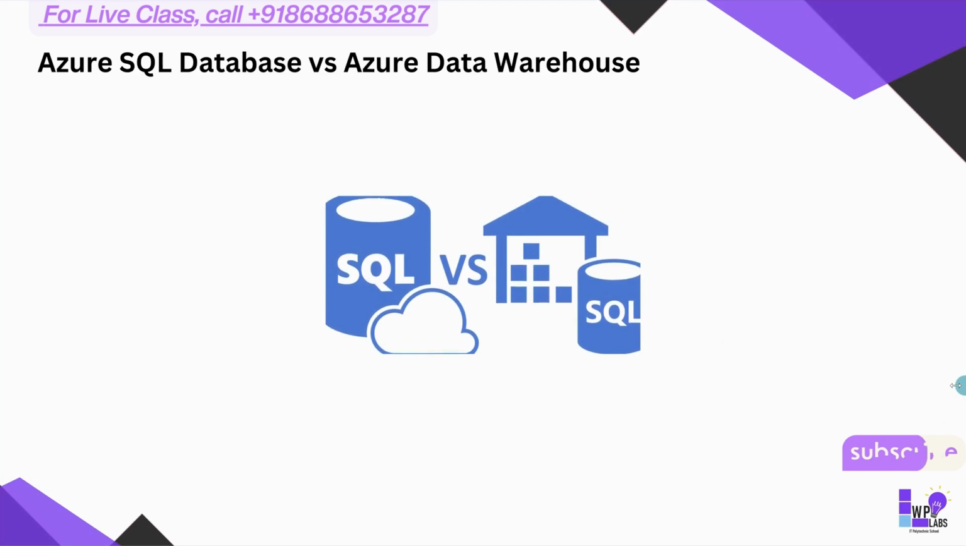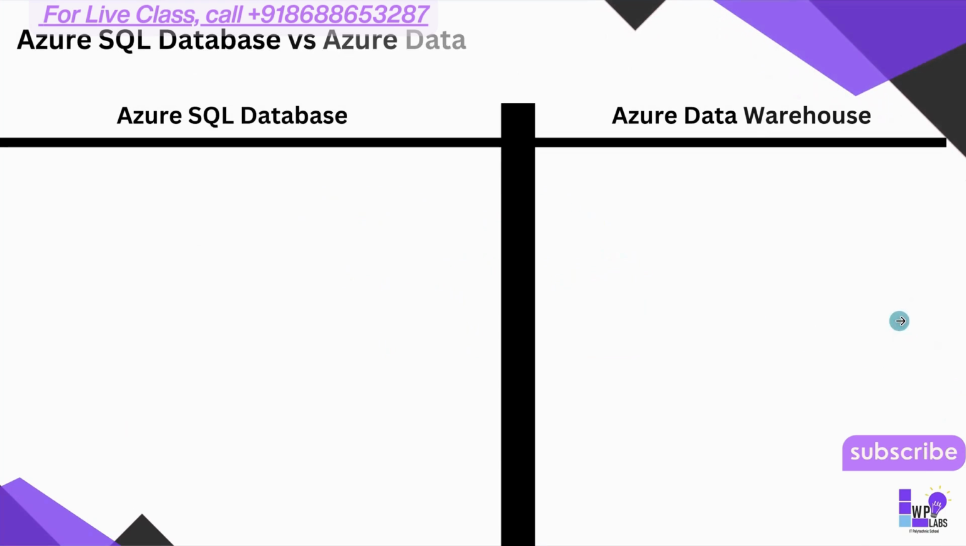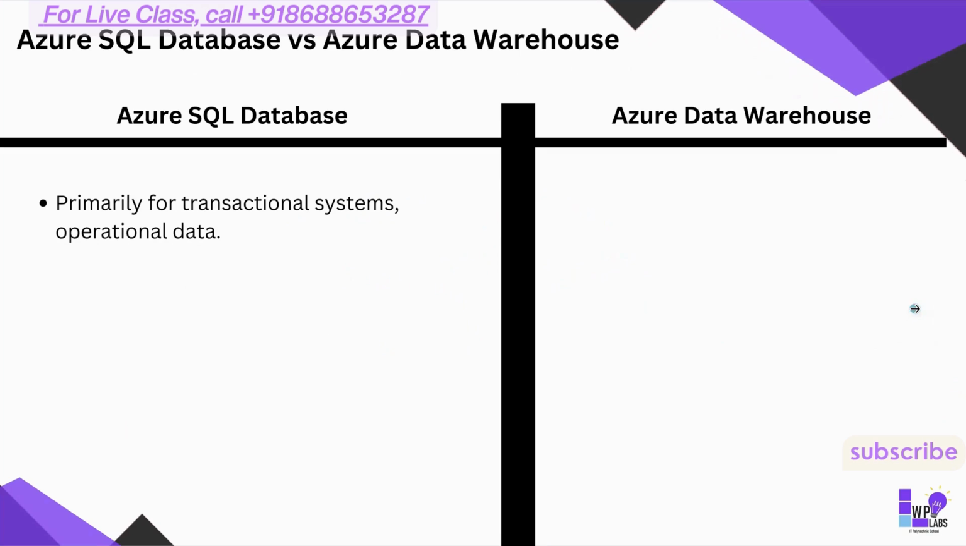Now this is our Azure SQL Database, and this is our Azure Data Warehouse. These are the key differences. What's the key difference between Azure SQL Database and Azure Data Warehouse? Azure SQL Database is mainly used for transactional systems or operational data. This means it is used for everyday tasks, like keeping track of sales, customer orders, or inventory. It's also mainly used for handling small and quick updates to data regularly.